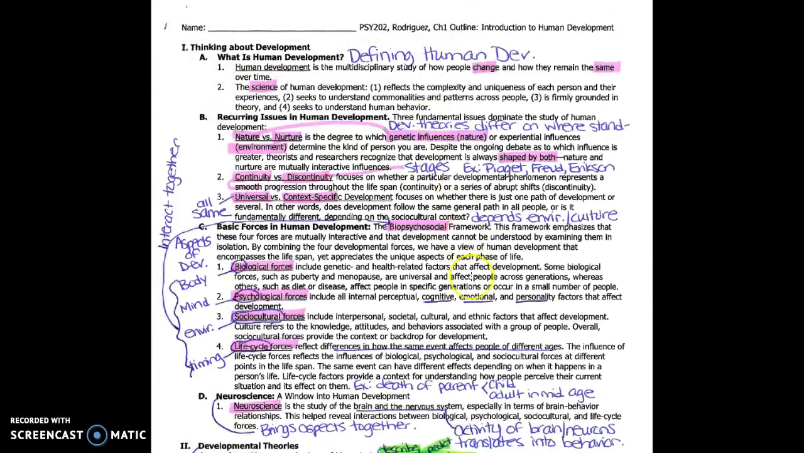This is the outline for Chapter 1. We're going to go over it real quick and add in the different highlights in the notes. So let's start off with defining human development.